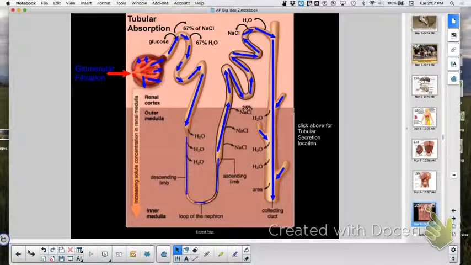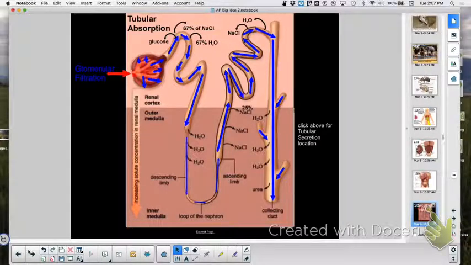Then as it goes down the descending loop, what comes out? Water, and only water, because of how it's set up. The ascending loop lets out only salt, through passive and active transport of salt, which makes the environment around the loop of Henle very, very hypertonic. So water wants to come out at your descending loop and also once again at your collecting duct. At your distal convoluted tubule, it's salt and water again, but that's also where you do tubular secretion. That is where you actively transport things out of your blood and into your waste tube, into the distal convoluted tubule. And then the rest comes.